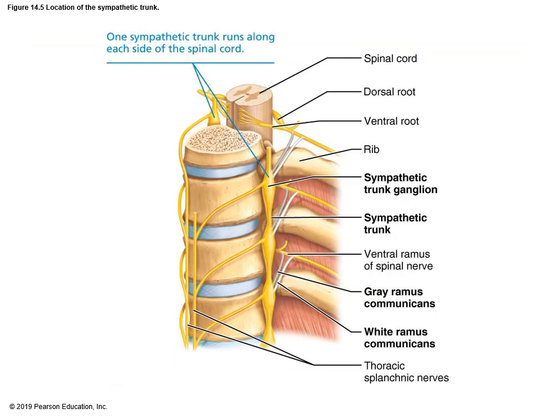Here is the location of the sympathetic trunk. As you can see, they can be found on either side of the spinal cord. So here's the highlight of the spinal cord. And then you can see them on the side right here. You have the sympathetic trunk as well as the ganglion.